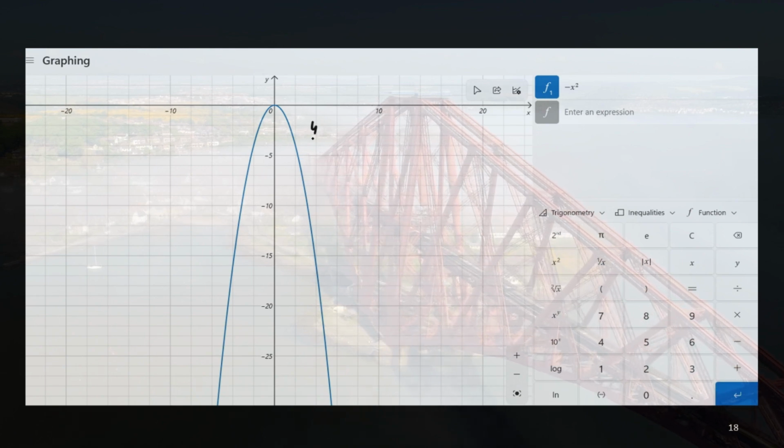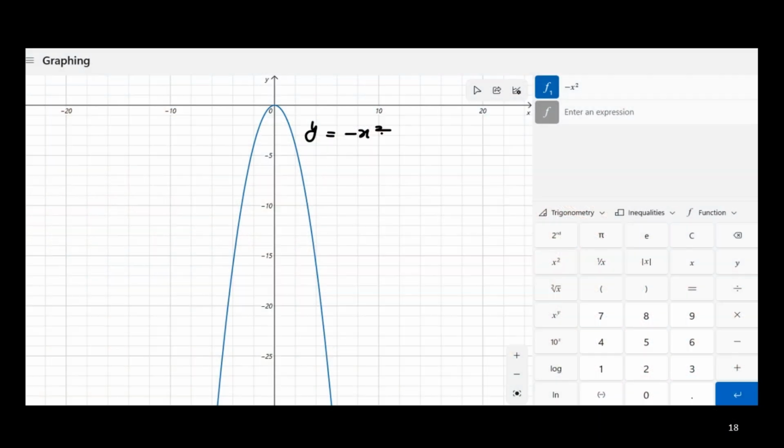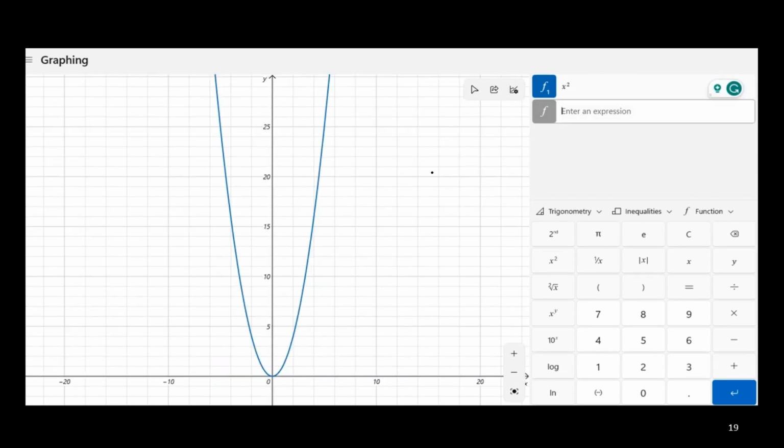In this graph, y is given as minus x squared. You see carefully, the maximum value is at 0. At x equal to 0, the maximum value of the function is 0. Check the next graph. This is a graph where y equals x squared. What's the minimum value here? We cannot go below this. The minimum value is 0. At x equal to 0, the minimum value of the function is 0.